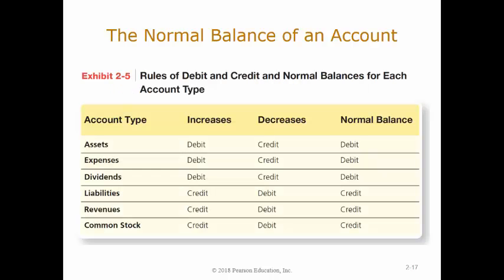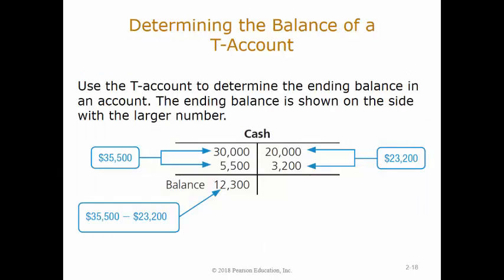Exhibit 2.5 summarizes the normal balances for each type of account. As the table shows, assets, expenses, and dividends all increase with debits and have a normal debit balance. Liabilities, revenues, and common stock increase with a credit and therefore have a normal credit balance. An easy way to remember the rules of debits and credits is to memorize this helpful sentence: all elephants do love rowdy children.